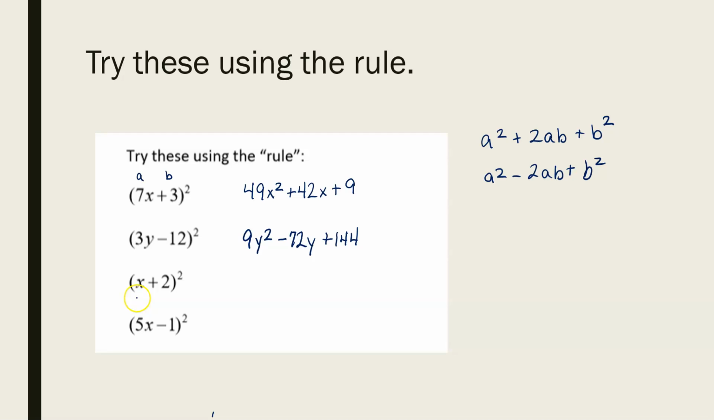I'm going to do this one, a and b. x squared, a squared, plus 1 times 2 is 2, x times 2 is 4x, plus 2 squared. 5x, we're going to square that to be 25x squared. 5x times negative 1 is negative 5x, times 2 is negative 10x, and negative 1 squared is 1. So that's the rule for squaring a binomial.